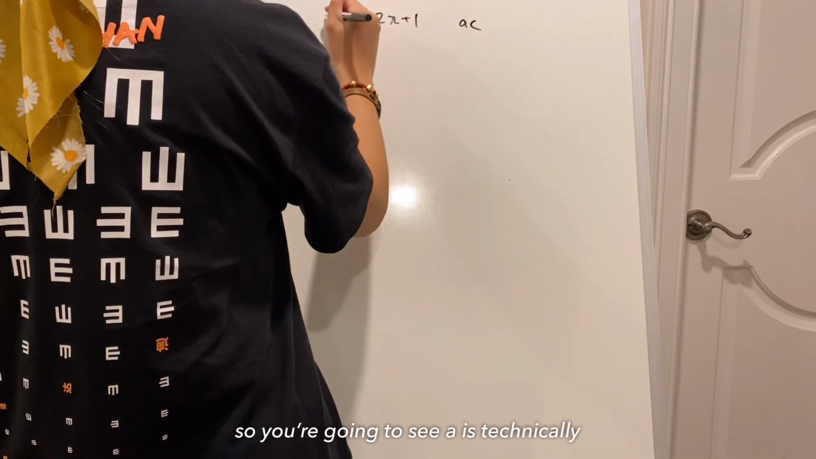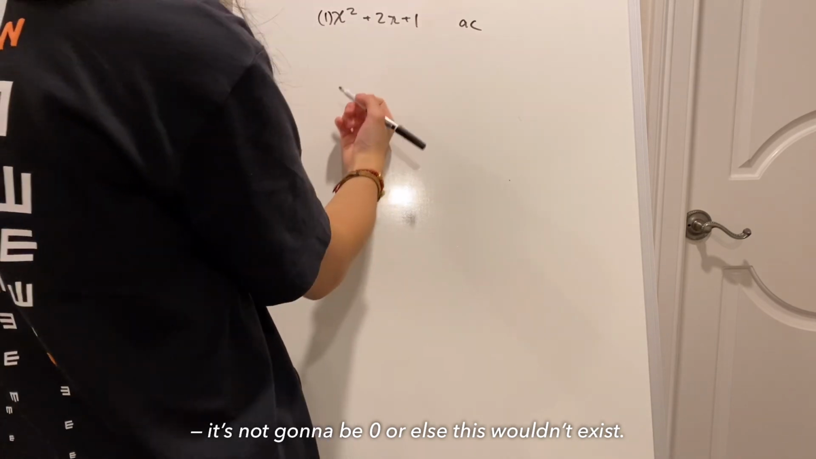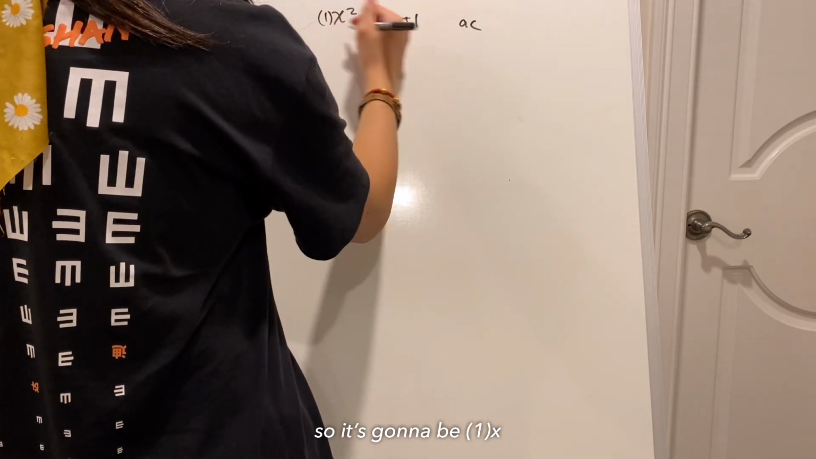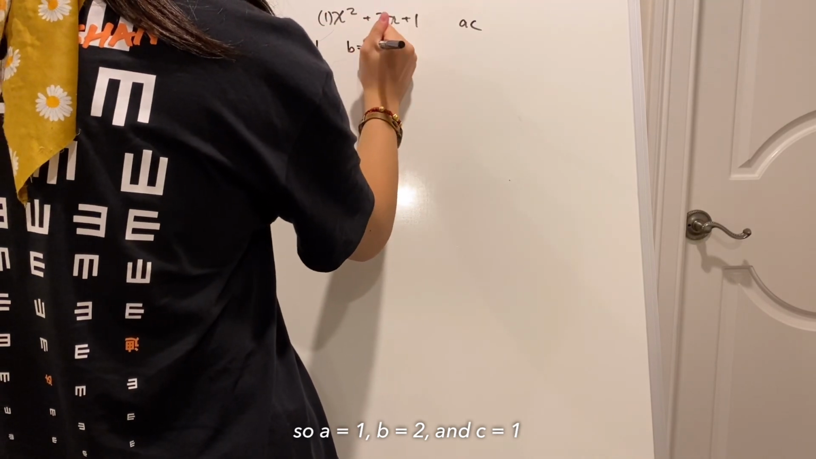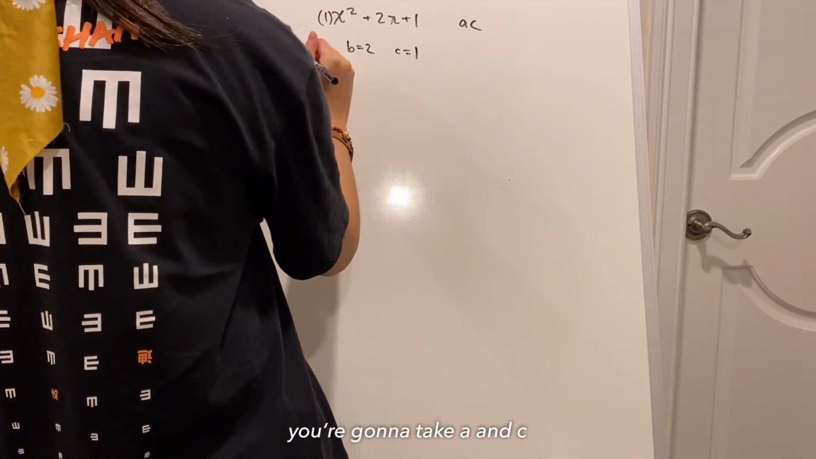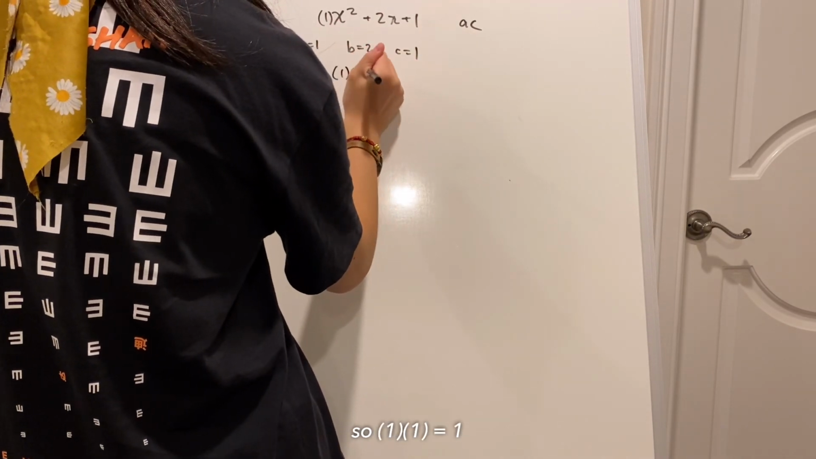So you're going to say A is technically, there's like a 1 here that you can't see. It's not going to be 0 or else this wouldn't exist. So it's going to be 1x, so A equals 1. B equals 2 and C equals 1. So you're going to take A and C and multiply them together. So 1 times 1 equals 1.